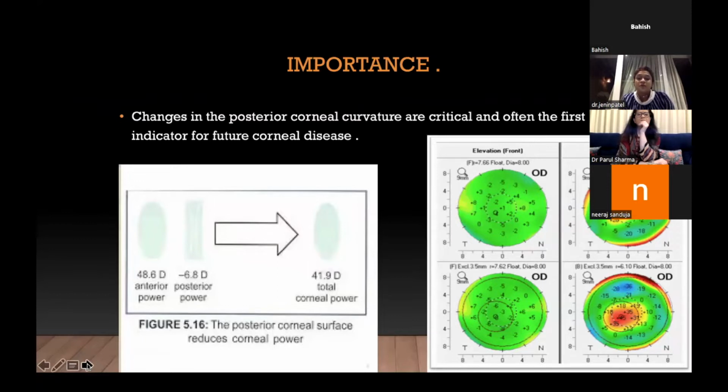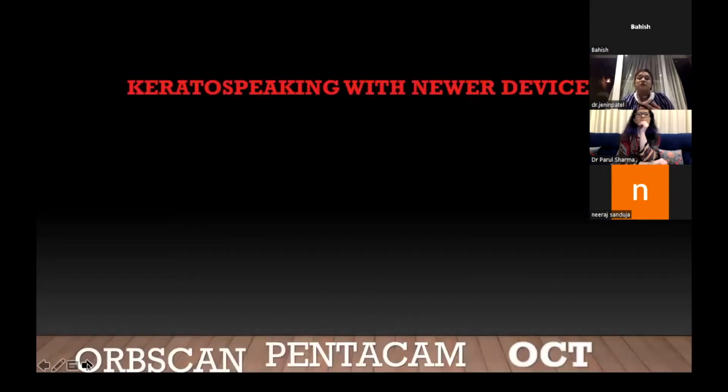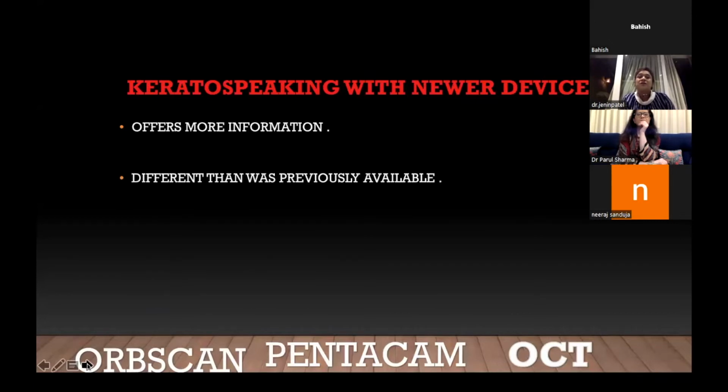Once this came to light, necessity became the mother of invention, and we came up with keratoscopy with a lot of newer devices. What the newer devices did was offer us more information, different from what the previous keratoscopes gave us, different from what was previously available to us. And it also helped us look beyond the anterior surface.